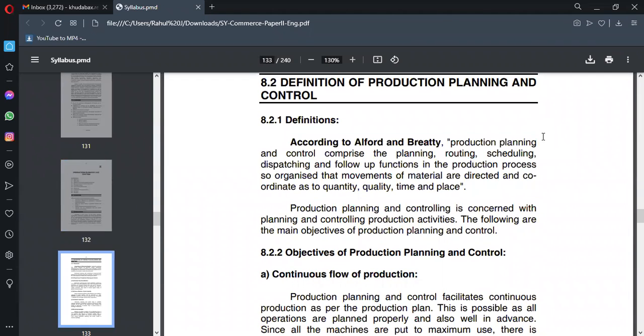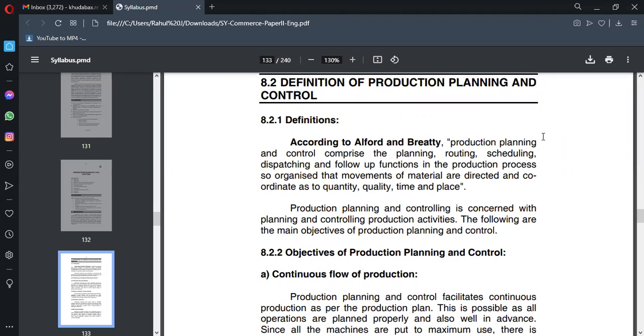Now, what is the definition of production planning and control? According to Alford and Brettin, production planning and control comprises the planning, routining, scheduling, dispatching, and follow-up. These 5 things you will have to keep in mind. What is production planning? Planning, routining, scheduling, dispatching, and follow-up of the functions in the production process. Whatever production processes are there, because every good and every service has its own different production process, isn't it? So organized that movements of materials are directed and coordinated as to quantity, quality, time and place.